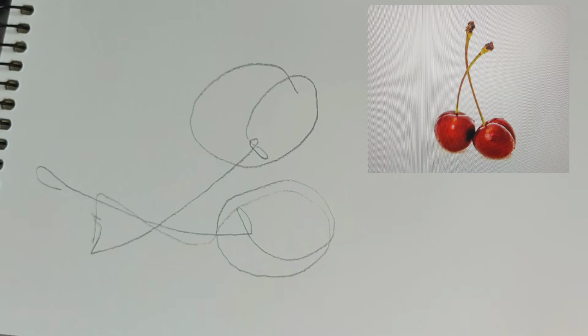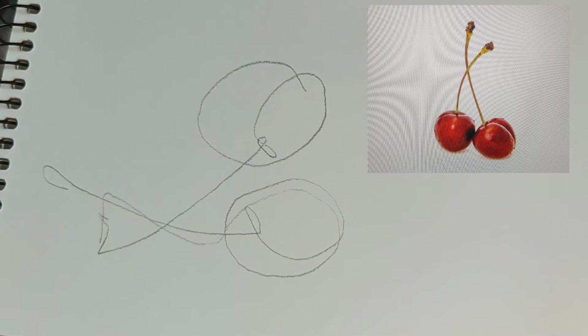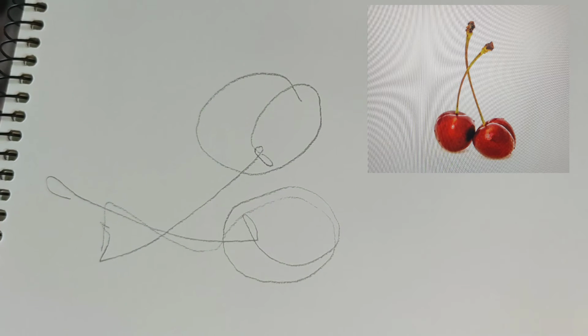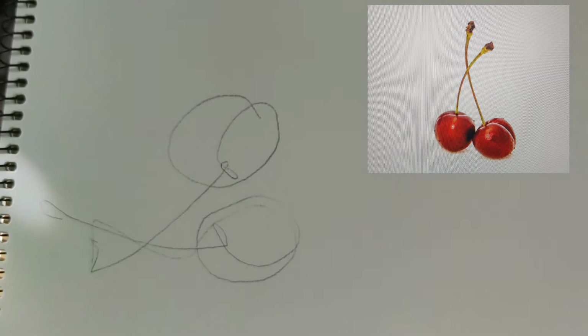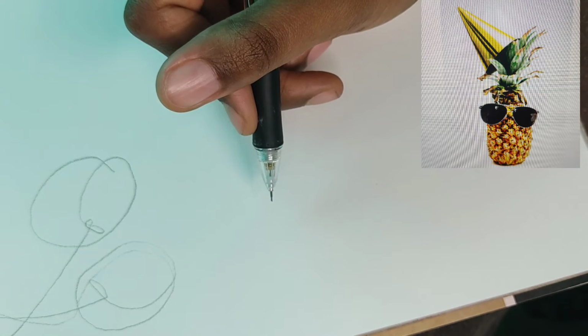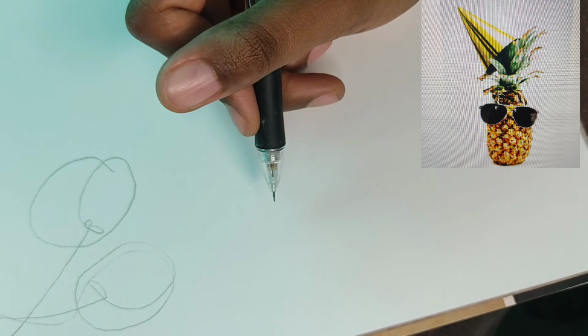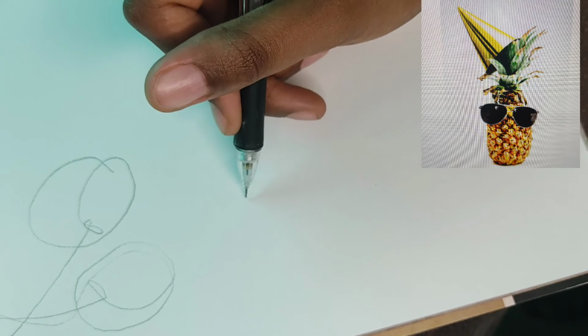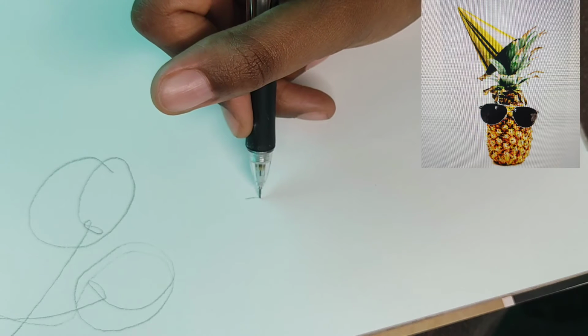This picture here, I was supposed to be drawing those two cherries. I think it went okay. Yeah, I think it's a bit tragic. The other picture that I used was this pineapple wearing a party hat and sunglasses.